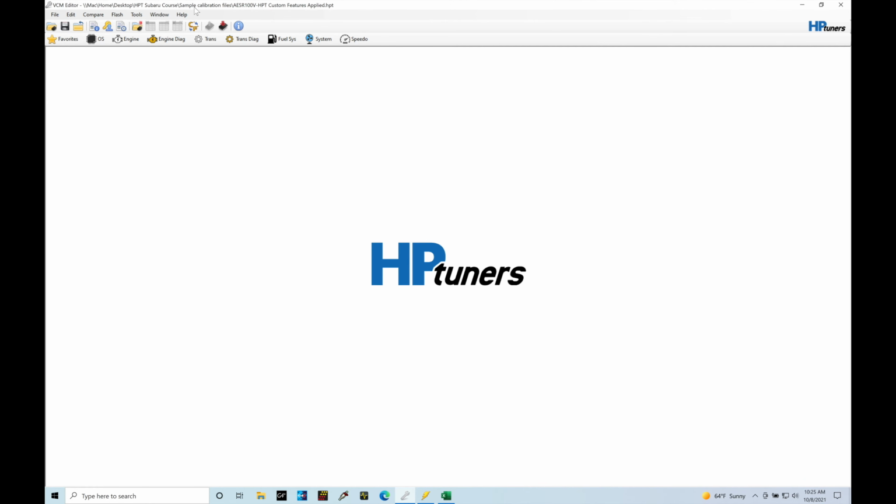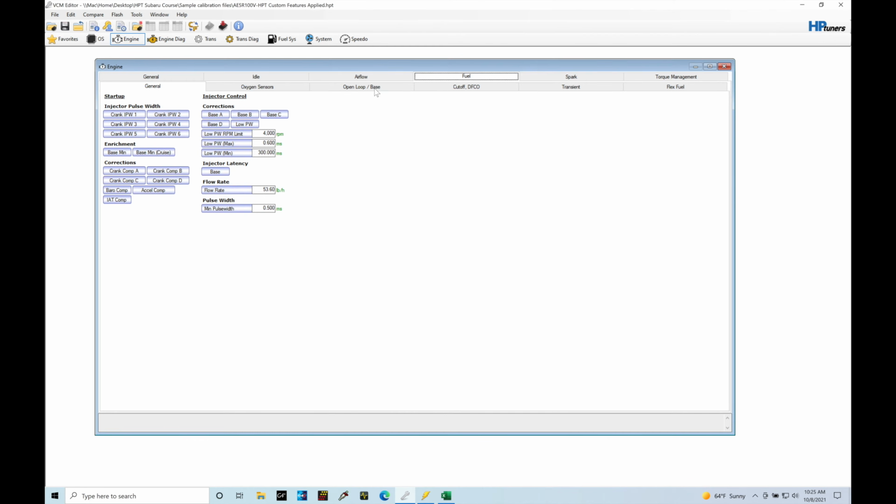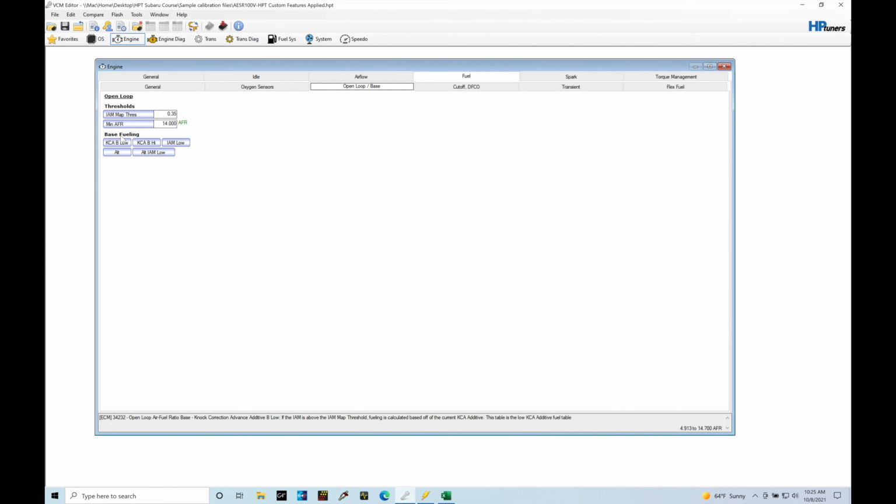Doesn't matter which sample file you have open. I'm in the sample calibration file from our Subaru course folder. I have one of the files open. If I jump in here to engine, and I move in here to fuel, and I move in here to open loop base, we have our base fueling tables. These establish what the target air fuel or the target lambda is going to be.